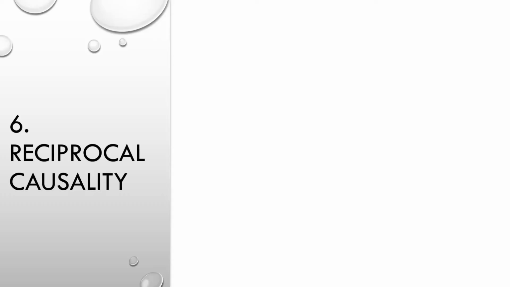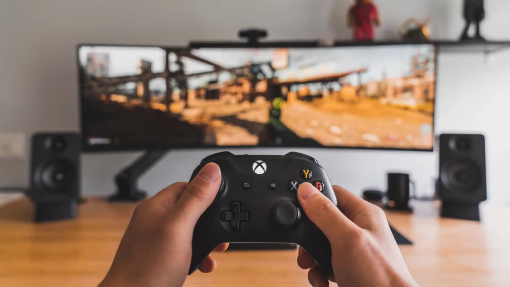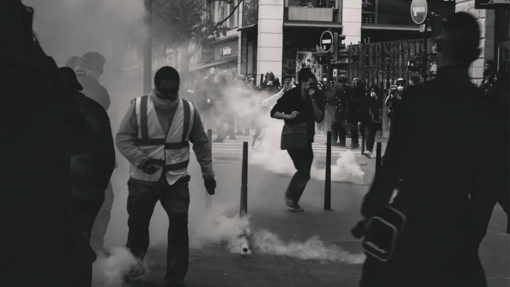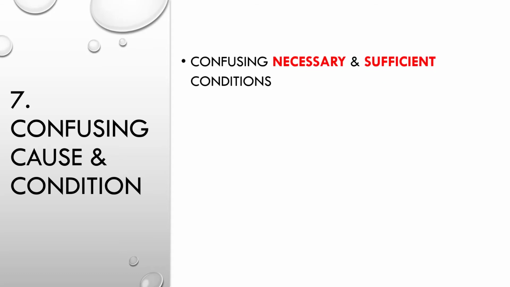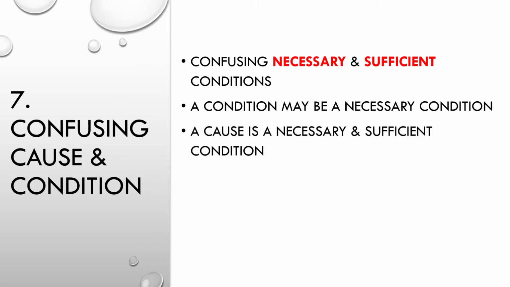Sixth, not considering reciprocal causality. This is a mistake of assuming that causality is always unidirectional, when it might be bidirectional. For example, violence in video games and on television causes violence in society. Seventh is confusing cause and condition, or better, confusing necessary and sufficient conditions. A condition may be necessary for an effect, but a cause is necessary and sufficient to produce that effect.